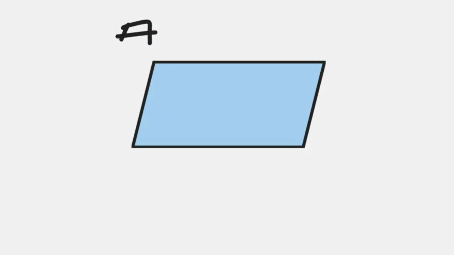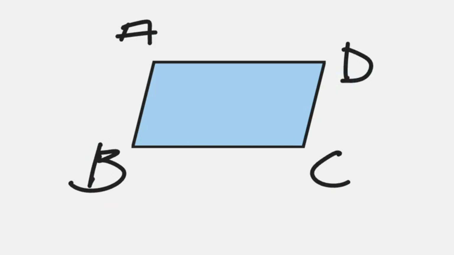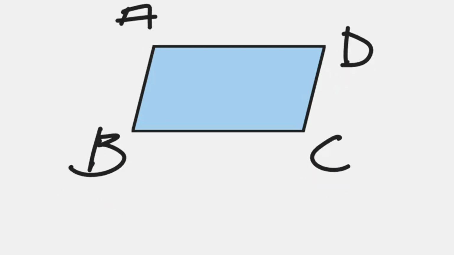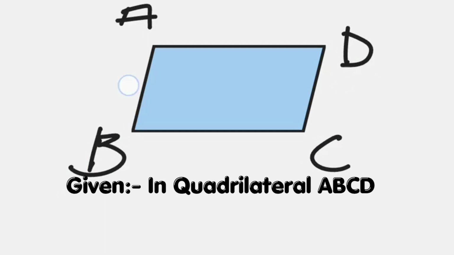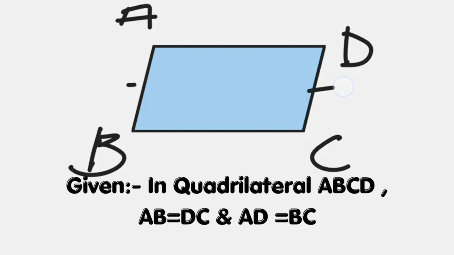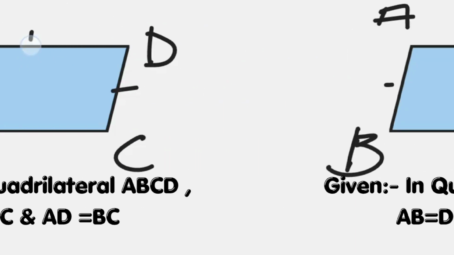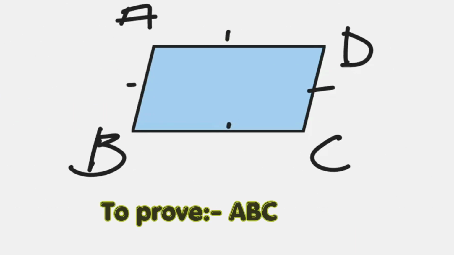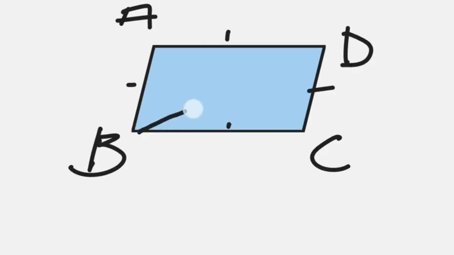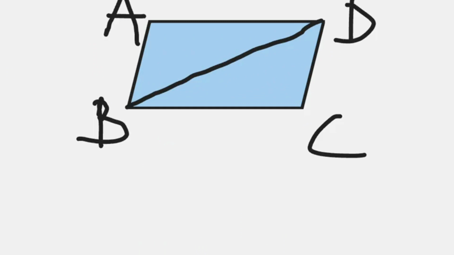First, we draw a quadrilateral ABCD. A, B, C, D. Given in quadrilateral ABCD, AB equal to DC and AD equal to BC. To prove ABCD is a parallelogram. Construction: join BD in triangle ABD and triangle CDB.